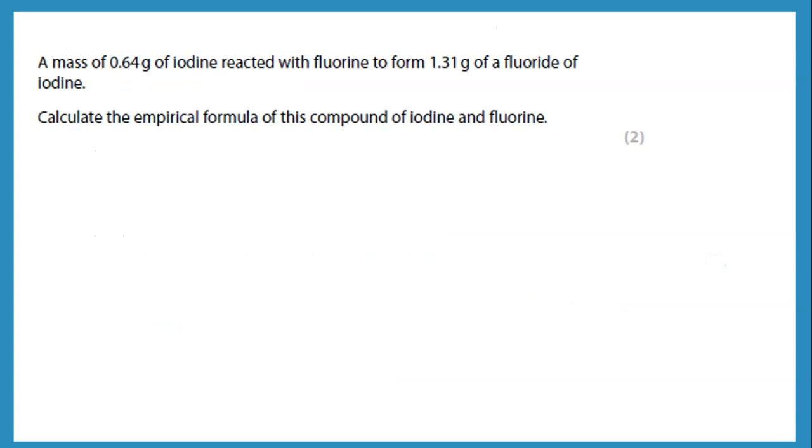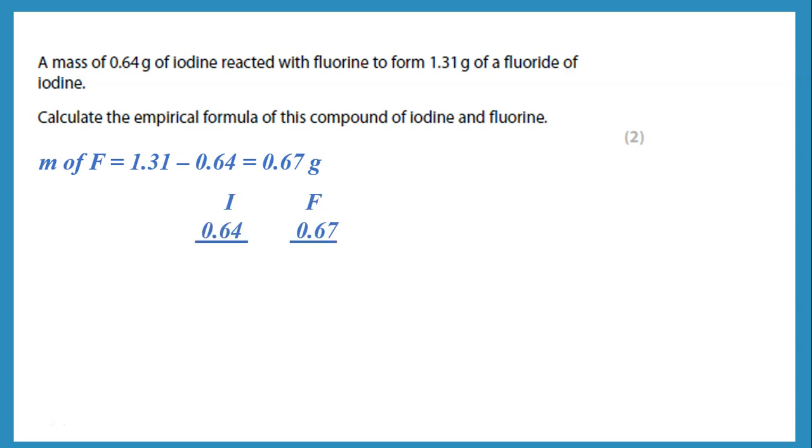Okay, let's try this question. A mass of 0.64 grams of iodine reacted with fluorine to form a total of 1.31 grams of a fluoride of iodine. Calculate the empirical formula. So I have the mass of iodine, but how do we get the mass of fluorine? It is the rest of the total mass. If the total mass is 1.31, then the mass of fluorine is the difference. And that gives me the mass of fluorine.